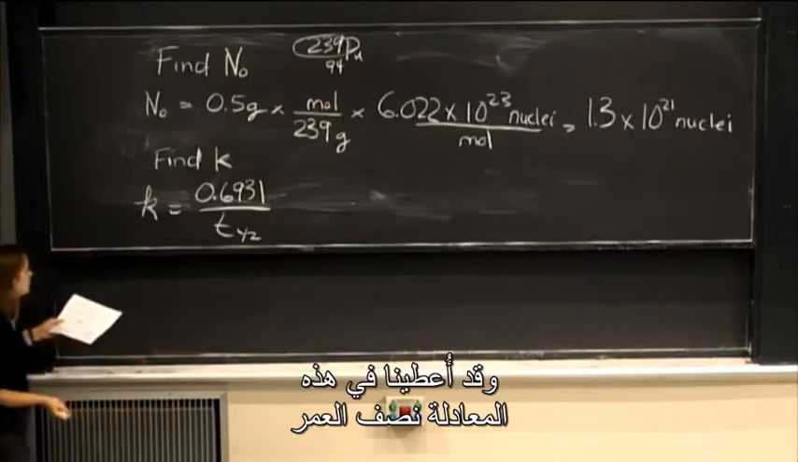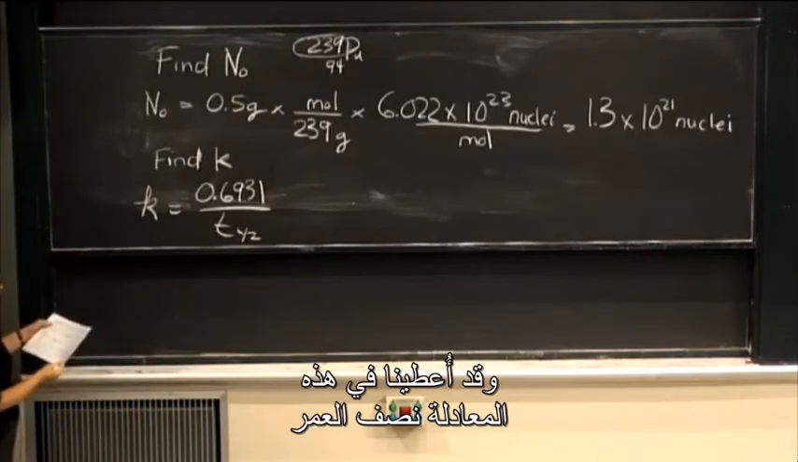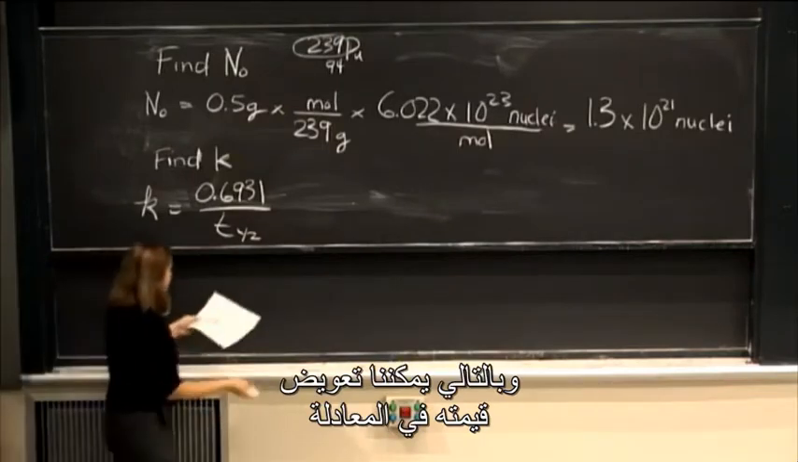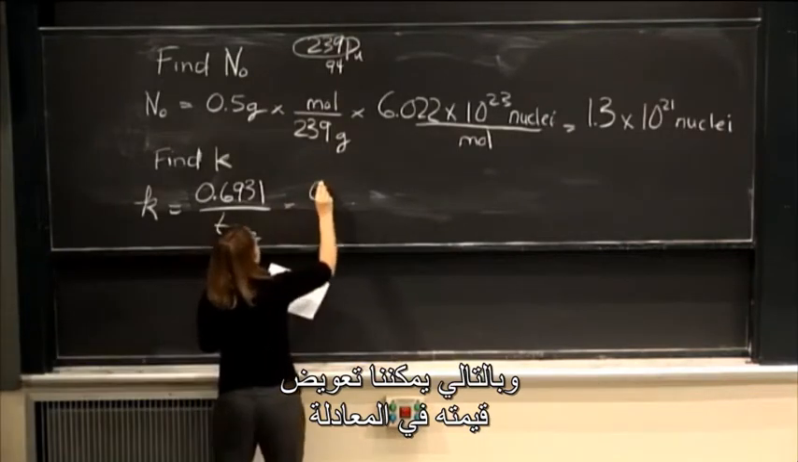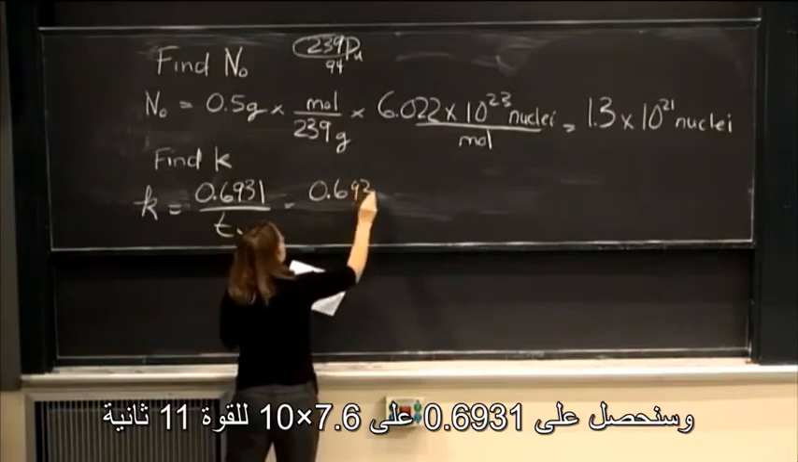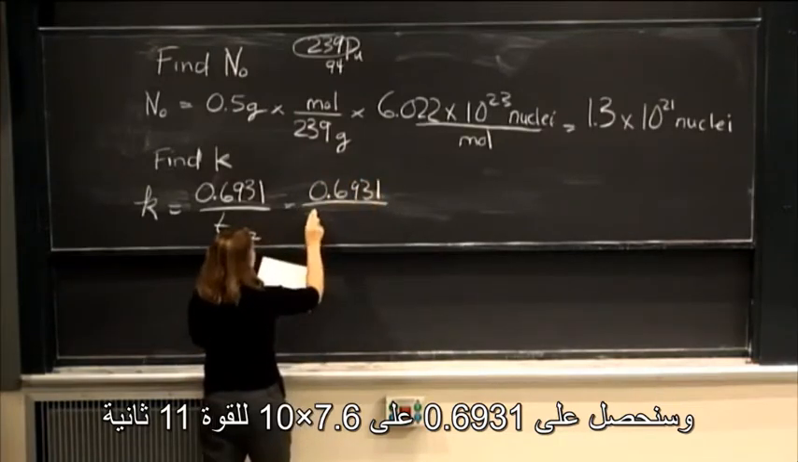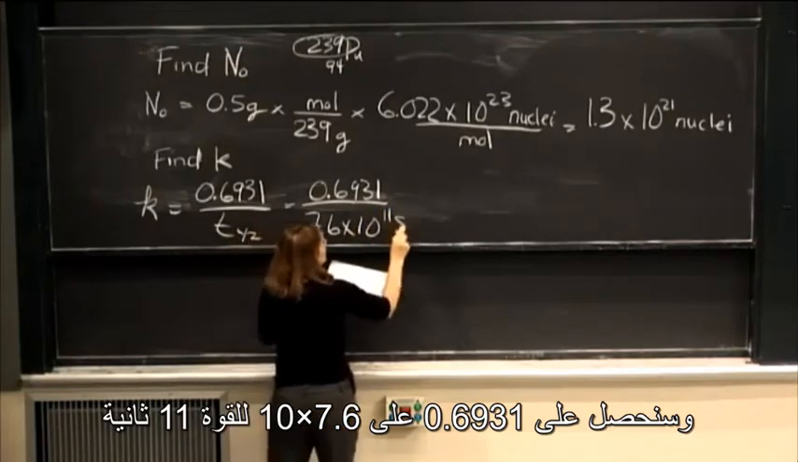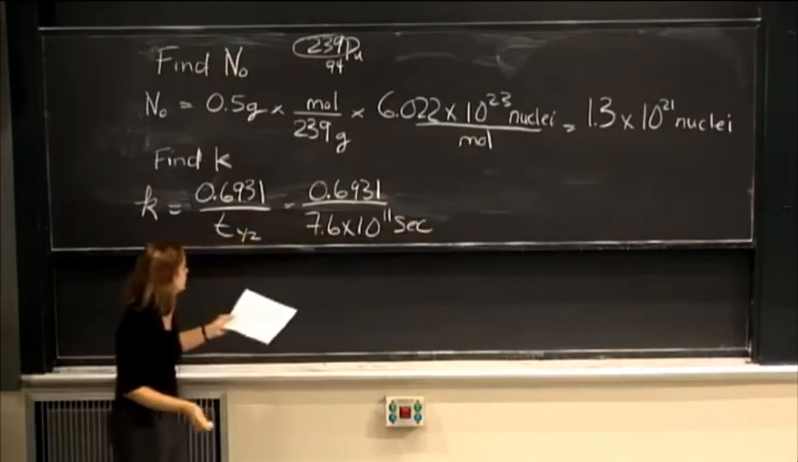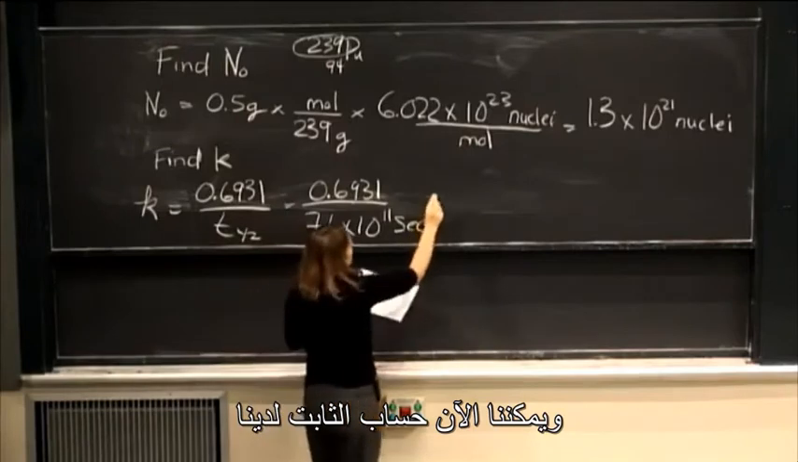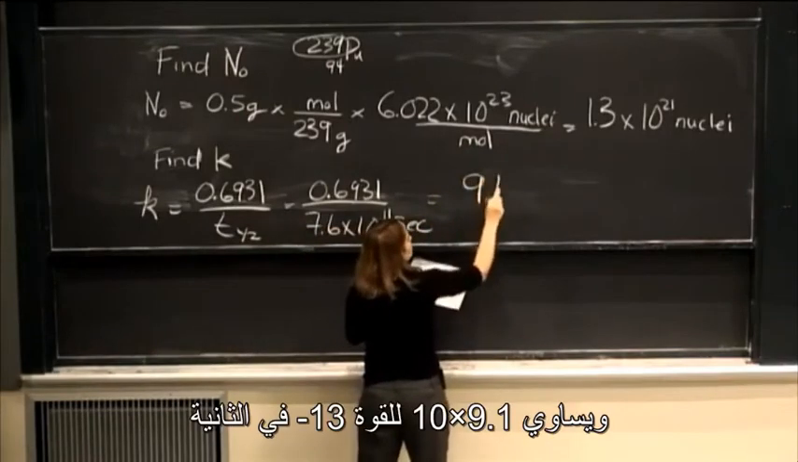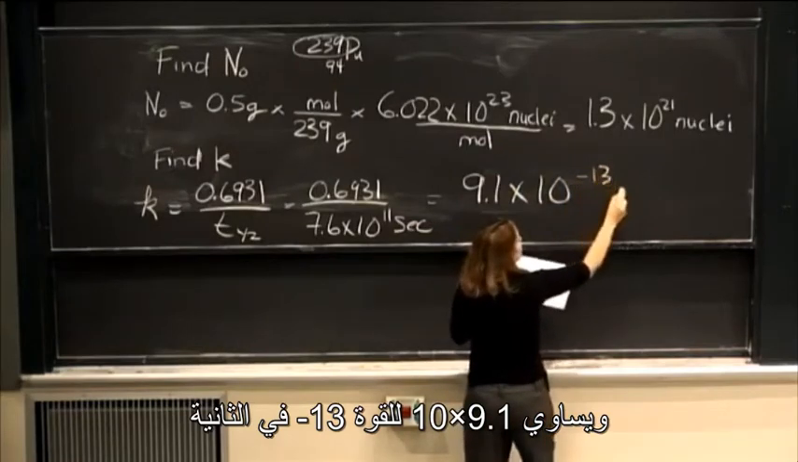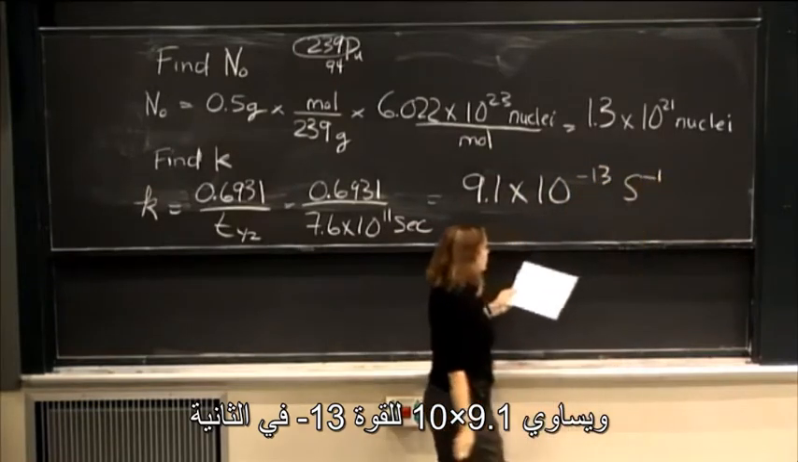And in this problem, we were given the half-life, and often you will be given the half-life, or you can look it up. And so we can put that in. So we have 0.6931 over 7.6 times 10 to the 11th seconds. And we can calculate our constant, which is 9.1 times 10 to the minus 13 per second.